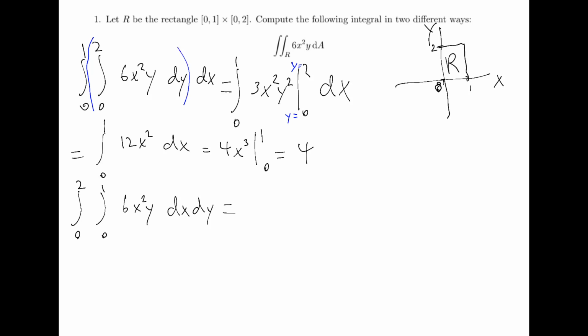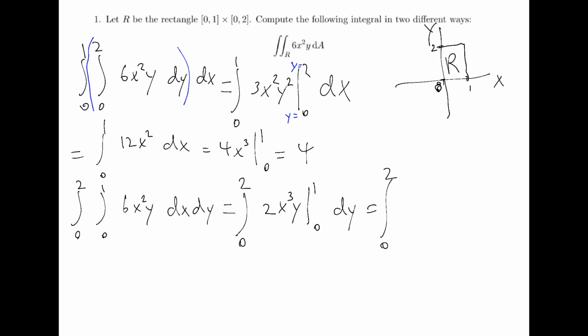So again, I'm going to do the inner integral. I leave the integral from 0 to 2, and the inner integral is now with respect to x. So I have to integrate 6x squared y with respect to x. Remember y is a constant, so this is going to be 2x to the third y. If I differentiate this with respect to x, I will get 6x squared y. So this is why I know this is correct, and I get the boundaries 1 and 0. I leave the dy.